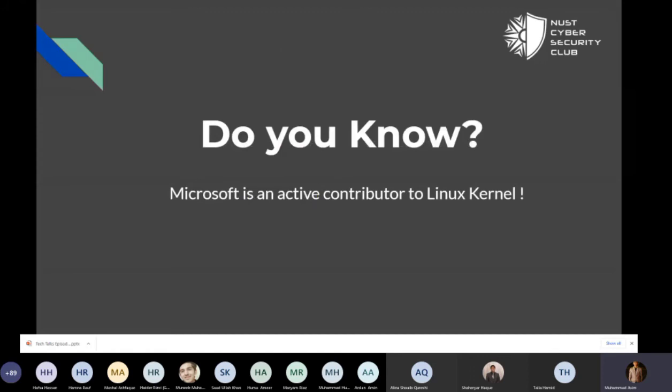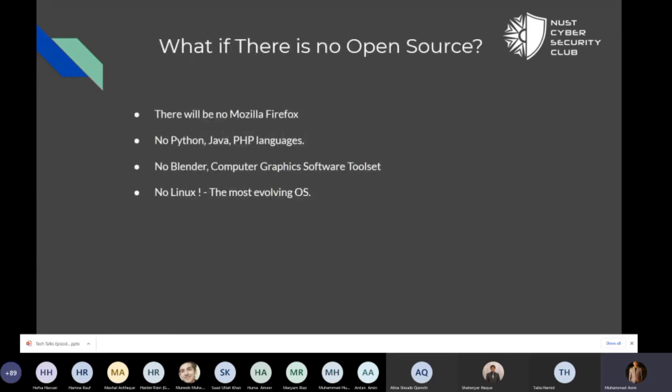And one thing to know is that Microsoft is an active contributor to the Linux kernel. So there is no competition issue when you work in open source. It's all your love for open source and your love for contribution that matters. Competition doesn't matter. You can see that Microsoft, being a competitor of Linux, is an active contributor to the Linux kernel. Okay, so what if there is no open source? Like, what would happen if open source didn't exist?